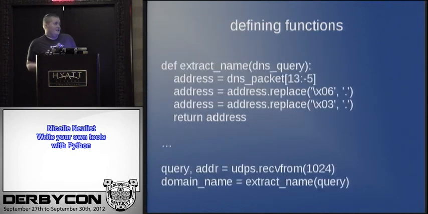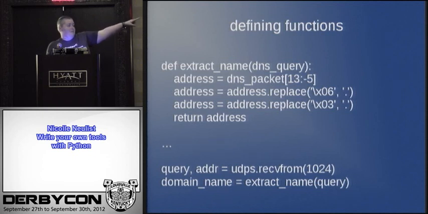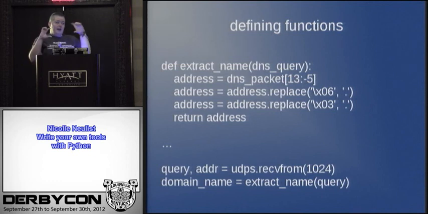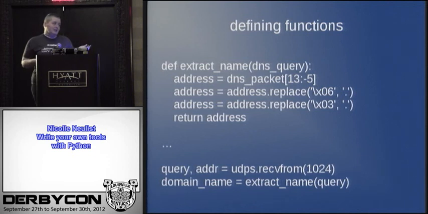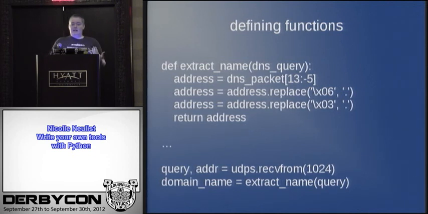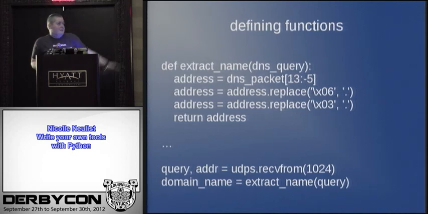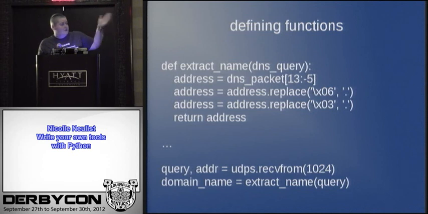You write a function. I've got it called extract name, DNS query. It's going to take the string of the hex of the DNS query packet. And then here it says address DNS packet, brackets 13:5. You're going to see this syntax in a few places in here. This 13:5 means start at the 13th character of the string and stop 5 from the end.